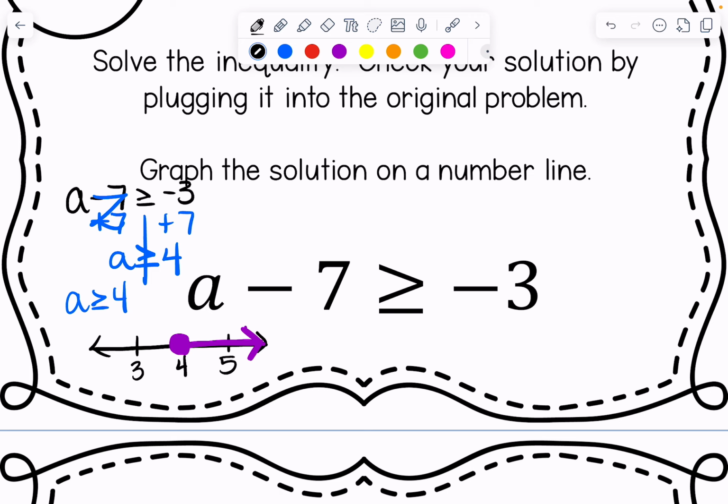Because there's some negatives here, I'm just going to plug in a little bit larger number. So I know 20 is greater than 4, so I'm going to plug in 20. So 20 minus 7 should be greater than or equal to negative 3. And 20 minus 7 is going to be 13. And 13 is greater than or equal to negative 3. That does check out, so I'm good.